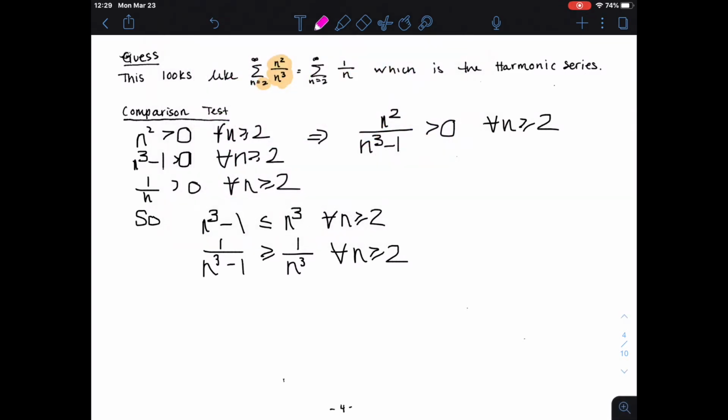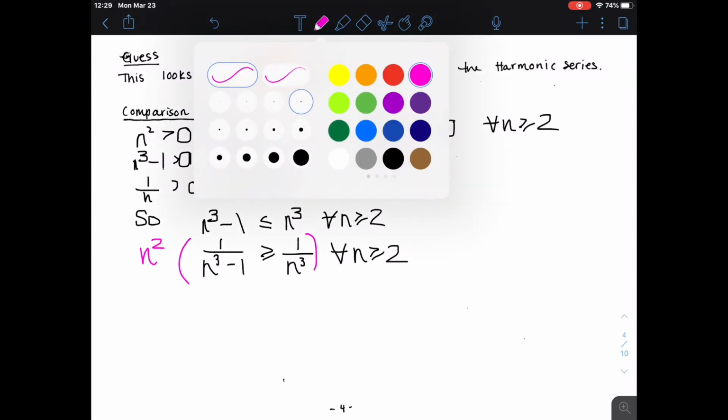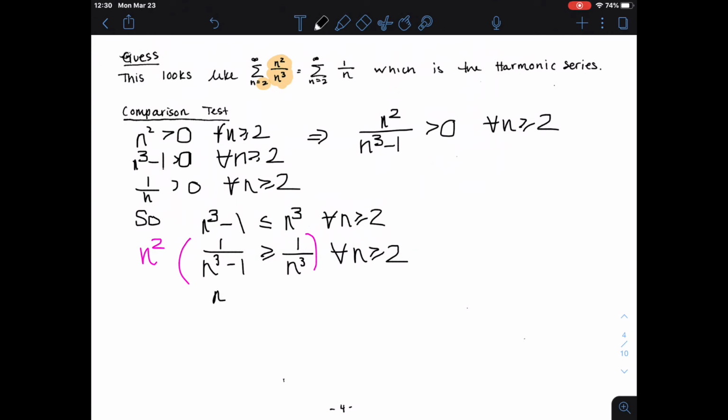So now we want to take this and we want an n squared in the top, so we can multiply by n squared since it's going to be positive. So we get n squared over n cubed minus 1 is greater than or equal to n squared over n cubed, which simplifies so that our terms are bigger than the terms of the harmonic series for all n greater than or equal to 2. Okay? So since the harmonic series diverges, our terms are bigger, we get it's divergent as well.